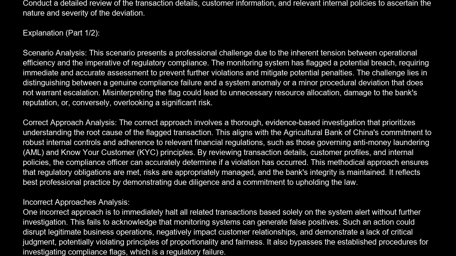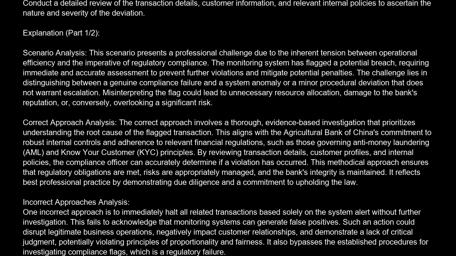Correct approach analysis. The correct approach involves a thorough, evidence-based investigation that prioritizes understanding the root cause of the flagged transaction. This aligns with the Agricultural Bank of China's commitment to robust internal controls and adherence to relevant financial regulations, such as those governing anti-money laundering (AML) and Know Your Customer (KYC) principles.